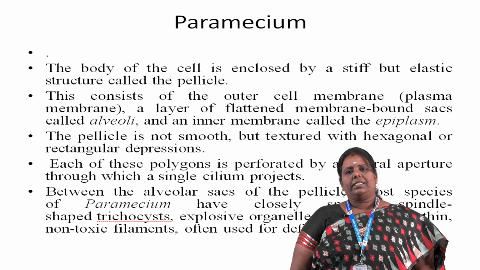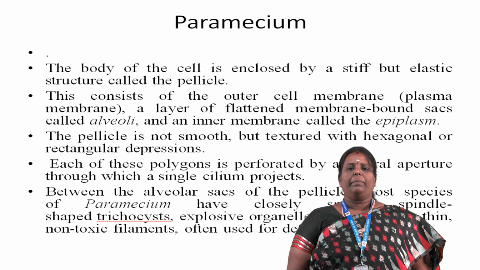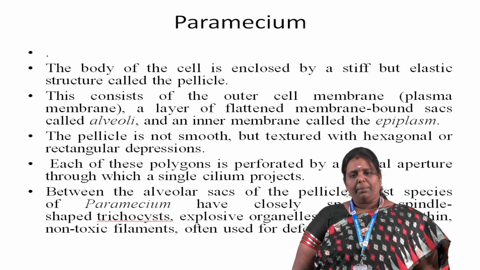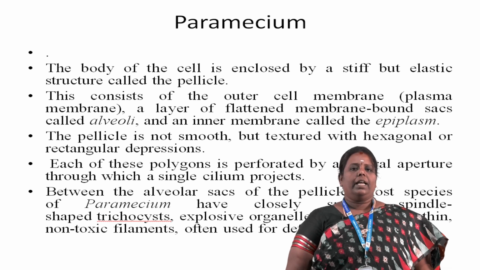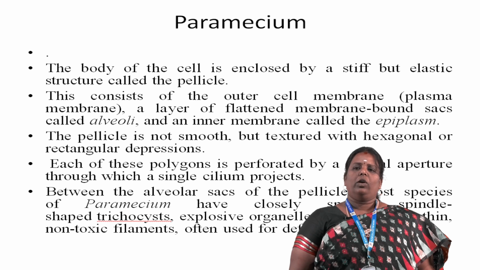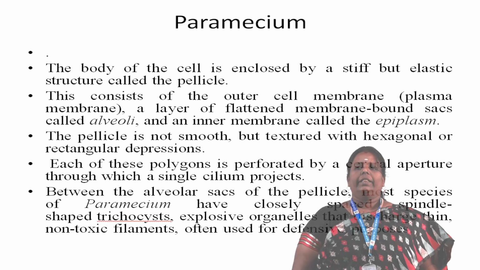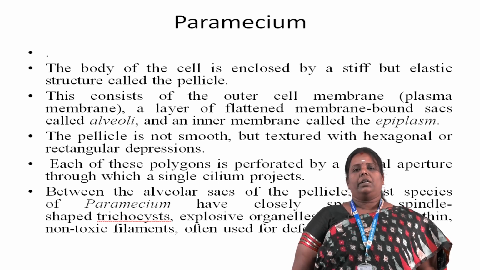This pellicle is not smooth. It is textured and hexagonal, and sometimes it may be rectangular in type. Each of these polygons, I mean the pellicle units, has a central aperture and a single cilium projecting. Between the alveoli it contains a sac, which may contain some fluid. That is the sac of the pellicle, and most species of Paramecium have closely spaced, spindle-shaped trichocysts.